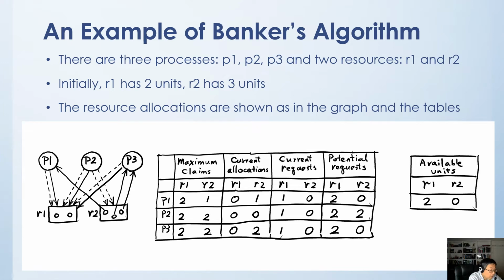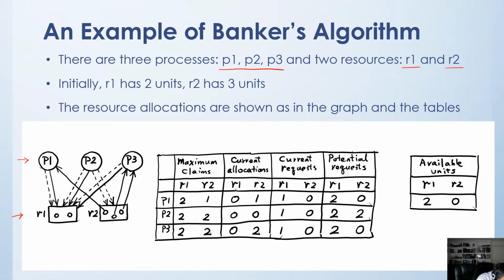Okay, so let's take a look at an example of the bank's algorithm. Now here we have a resource claim graph. In this graph there are three processes, P1, P2, and P3, and two resources, R1 and R2. So you can see in this diagram, three processes and two resources, right? Now initially resource 1 has 2 units. You can see 2 circles inside R1 and 3 circles inside R2. So R2 has 3 units.